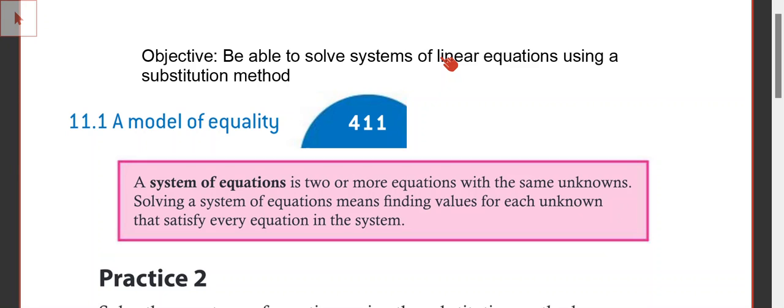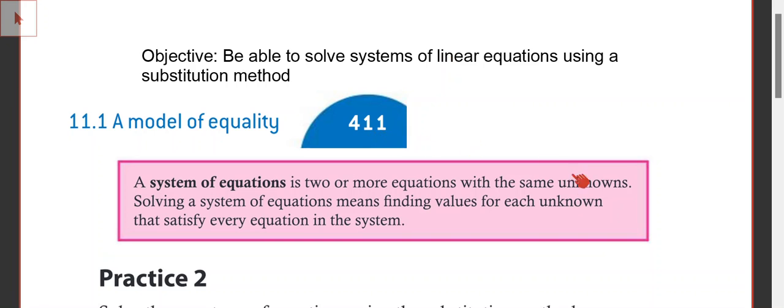But a system of equations, this is what's on your notes, is 2 or more equations with the same unknown. Solving a system of equations means finding values for each unknown that satisfy every equation in the system. We're going to look at just 2 at the moment. In fact, we won't go above 2 ever. So we're just going to look at solving 2 equations.